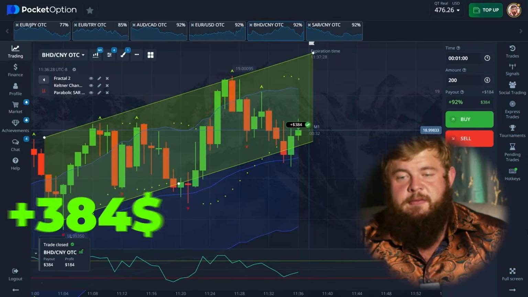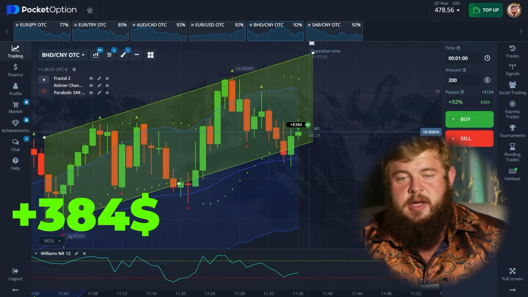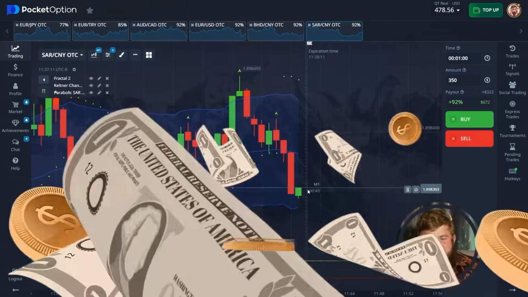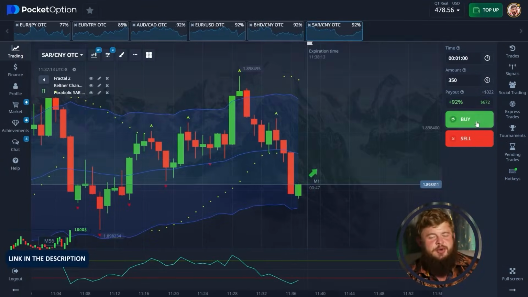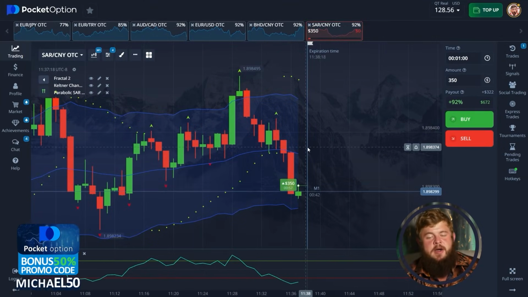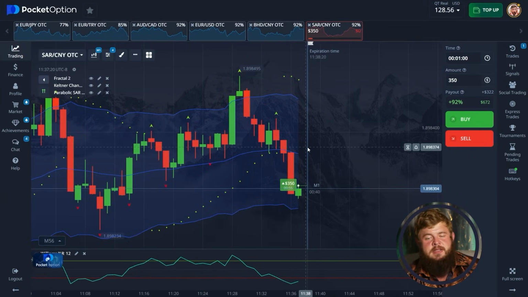Okay, so we have $478 on the account. We are ready to continue. Let me try to open buy position, because you can clearly see that buyers are trying to make the buyback of this big red candle, the bearish candle. The buyers are trying to make the buyback of it.